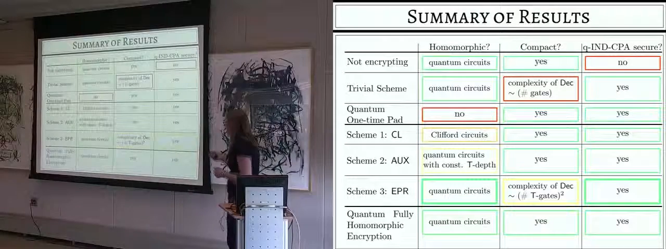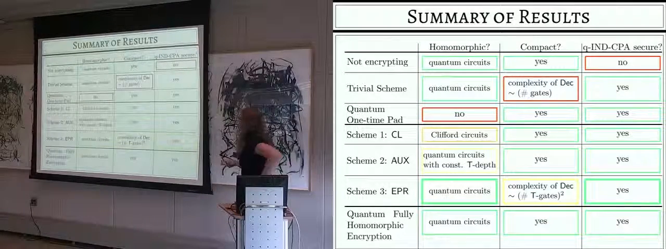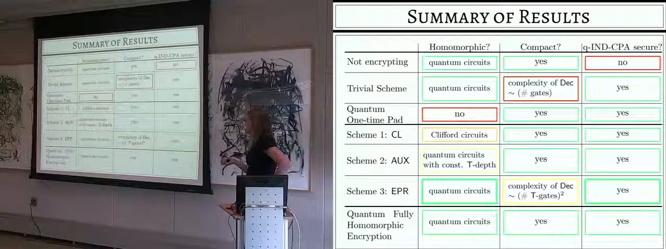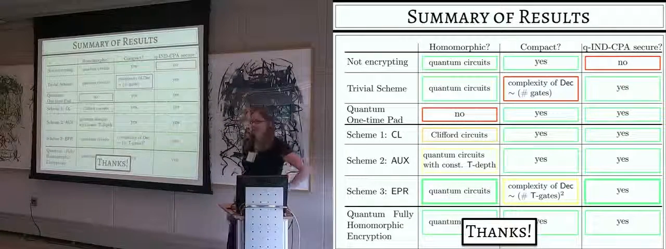Okay, just to summarize, we have these three schemes which get partially towards quantum fully homomorphic encryption, but the problem of quantum fully homomorphic encryption is still open. So I'll just end there. Thank you.